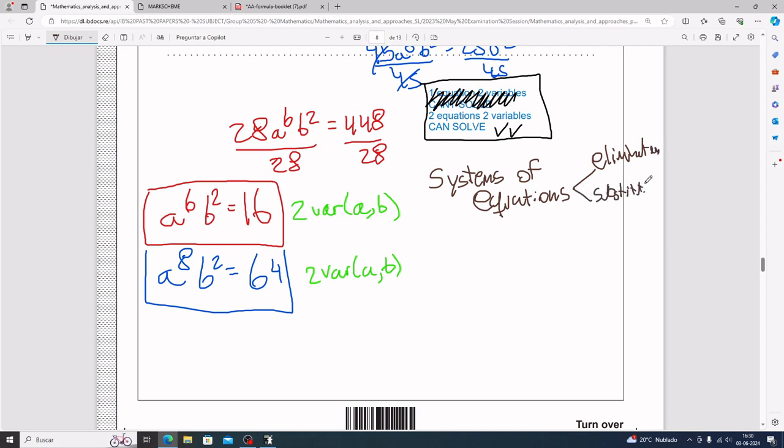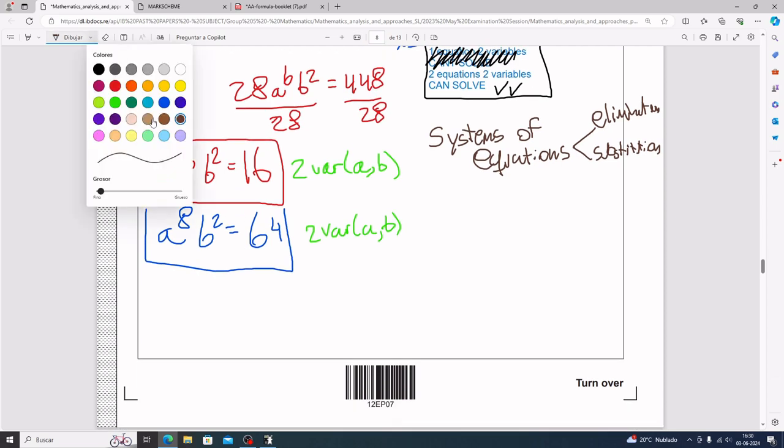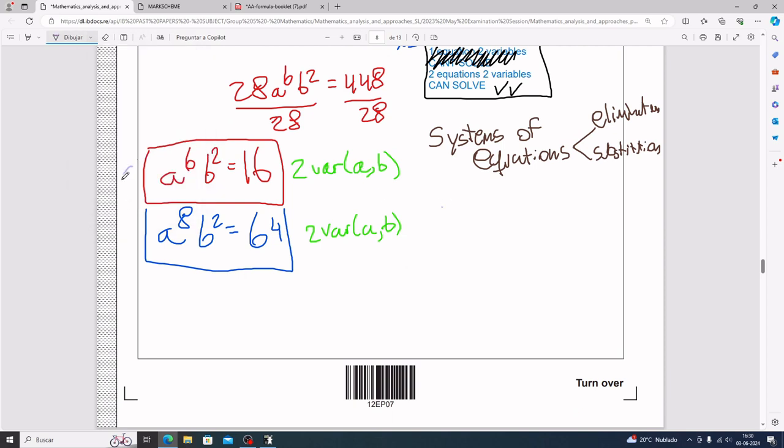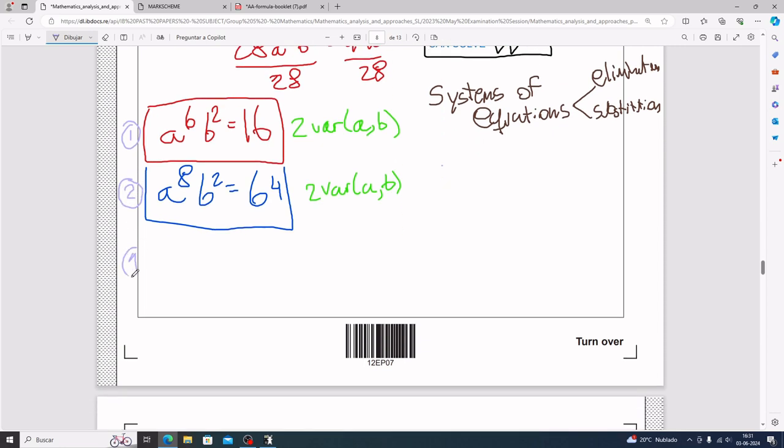Substitution. Now, because A and B are multiplying each other, I feel like substitution is a lot more friendly, intuitive, and all that stuff. See? And so what I can do, and I suggest the same approach always, is take a moment and define one equation as your first and one equation as your second. So here, if I take my first, I get B alone in my first.